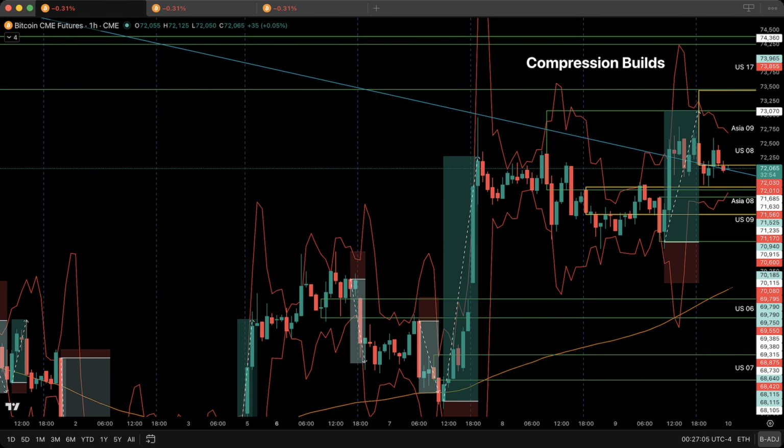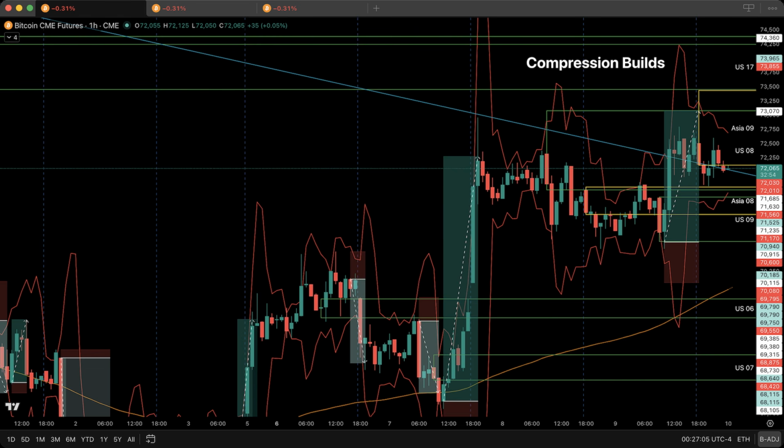Now compression increases. Each move reaches the boundary faster than before. This is compression tightening. Compression reduces distance. Distance reduction increases interaction. Interaction increases failure. Failure increases friction. This is the cycle.